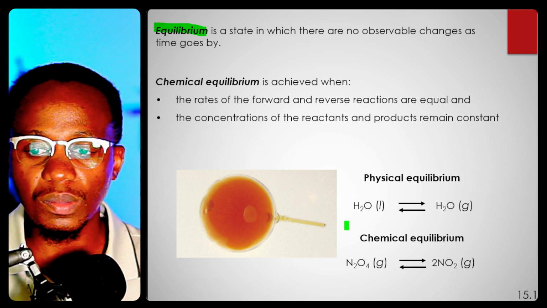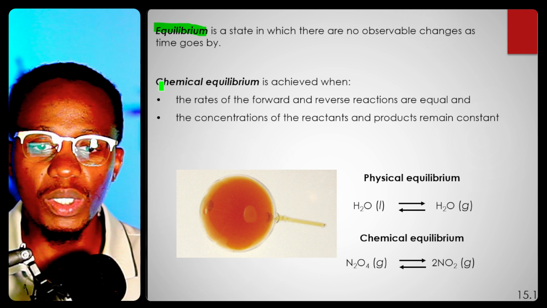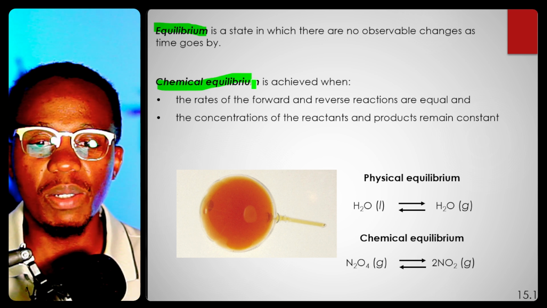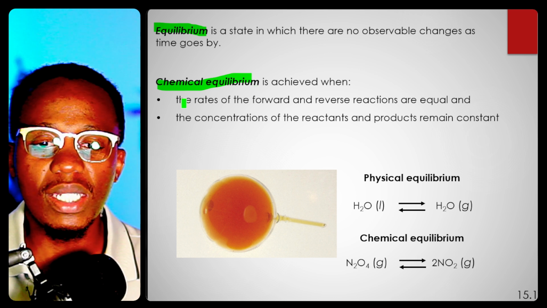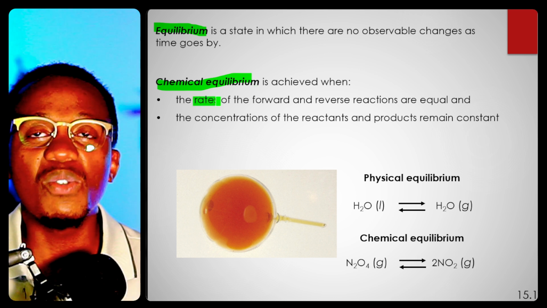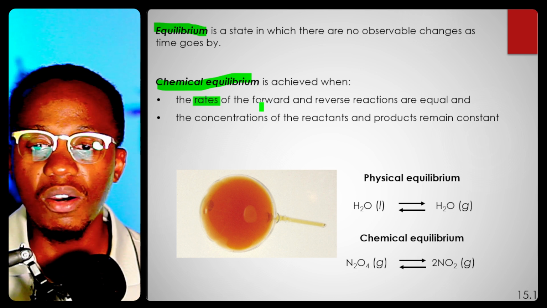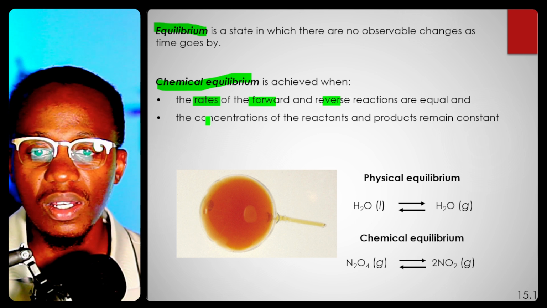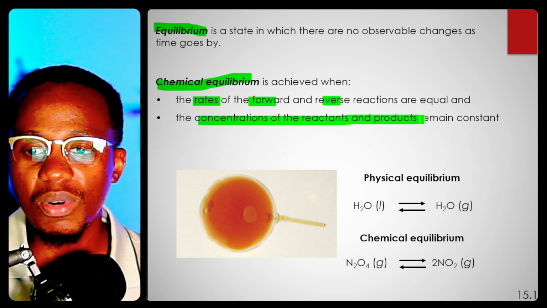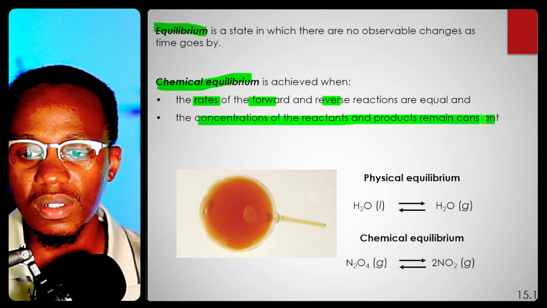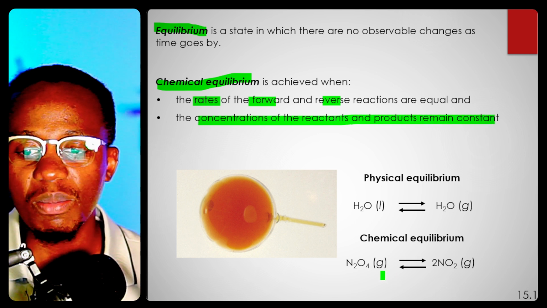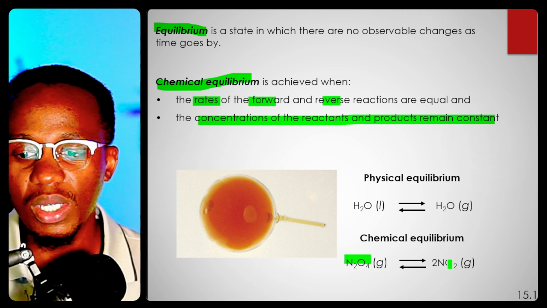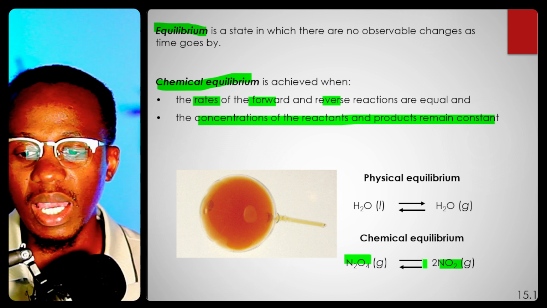So we will be talking about chemical equilibrium, but there's also something called physical equilibrium as well. So chemical equilibrium is achieved when the rates, I already talked about this, the rates or the speed of the forward and reverse reactions are equal, and the concentration of the reactants and products remain constant, right? So that's chemical equilibrium. We're going from one thing to another, right? So an example is N2O4 becoming NO2. This is a chemical equilibrium.